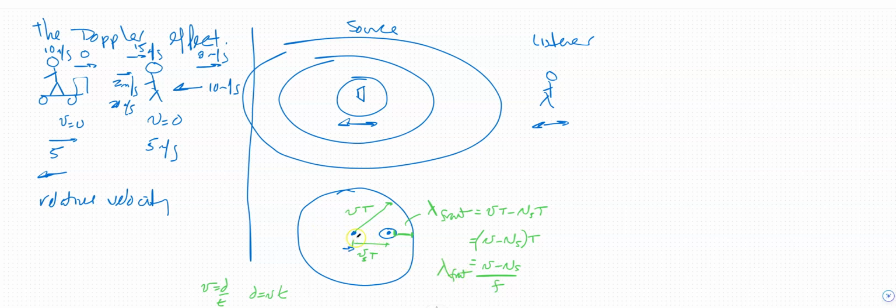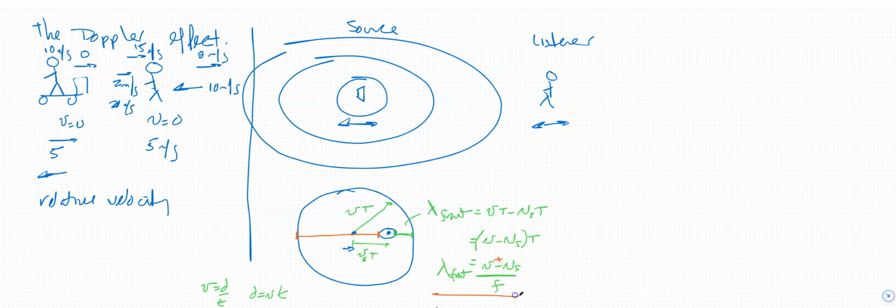And if I want the wavelength behind, it will be all this from here to here. This is the distance between one wavefront and the next one. All you have to do is put a plus here, because it will be the big radius Vt plus this chunk Vst.